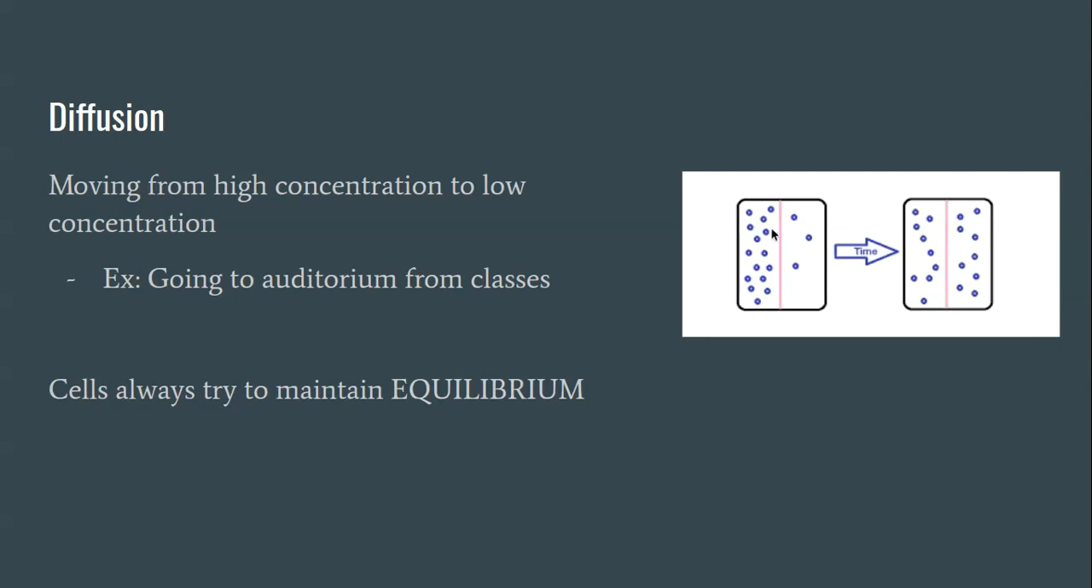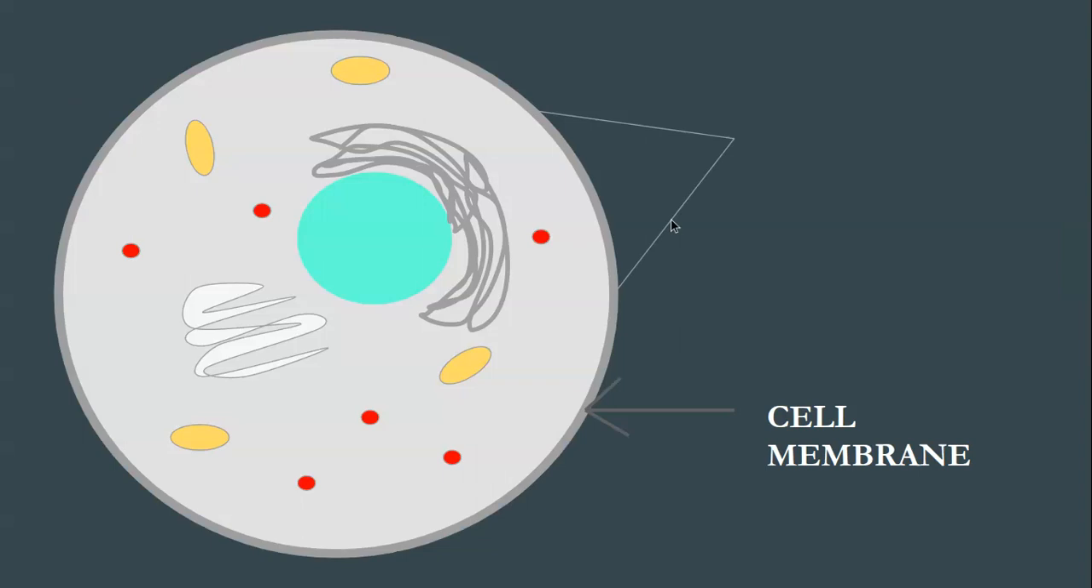So, as you can see, there's a high concentration of these blue dots on the outside, low amount on the inside, and this is the cell membrane. And over time, it will want to create equality on both sides. So, this is a cell. This is obviously an animal cell because it doesn't have a cell wall. And in all pictures, this is the cell membrane and it looks like it's closed off, but it actually has little holes to let things into and out of the cell.